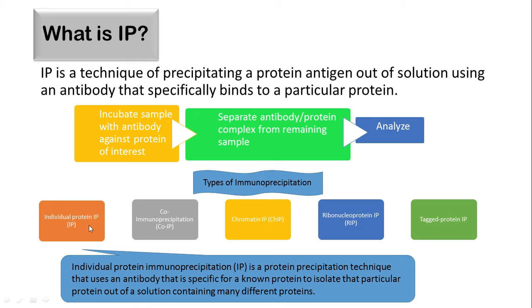But today I will be focusing more on the general one, which is the individual protein immunoprecipitation, or IP for short. This technique requires the use of an antibody that is specific for a known protein. Meaning to say that this antibody has already been exposed to a known protein so that it can isolate the same protein from a solution that contains the particular protein.